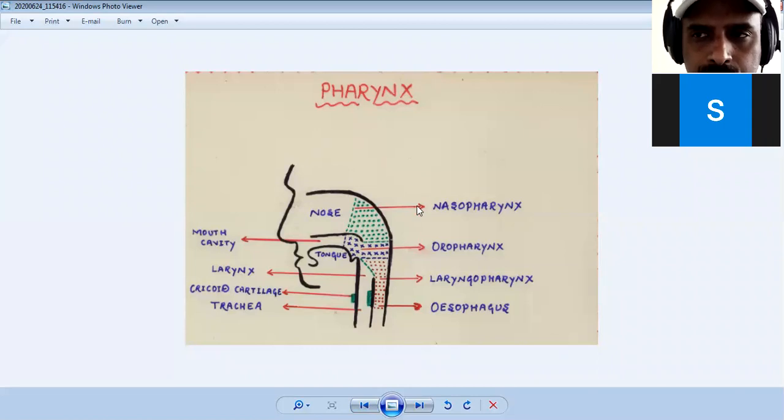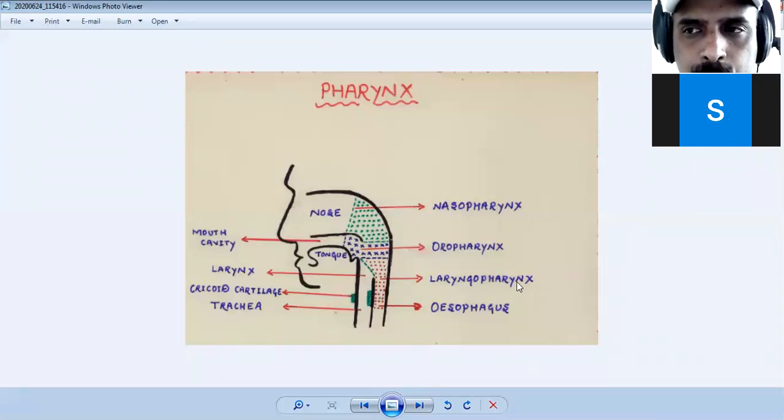The pharynx is divided into three parts: the nasopharynx, oropharynx, and laryngopharynx. As you have seen in this diagram, the part which is behind the nose is called the nasopharynx. The part which is behind the oral cavity is the oropharynx. The part which is behind the larynx is the laryngopharynx.